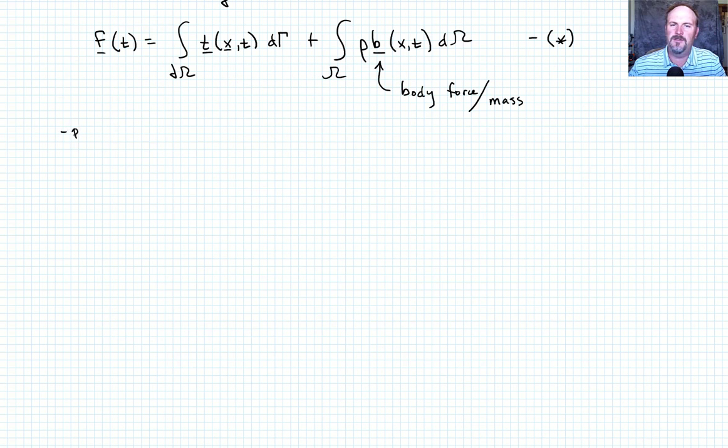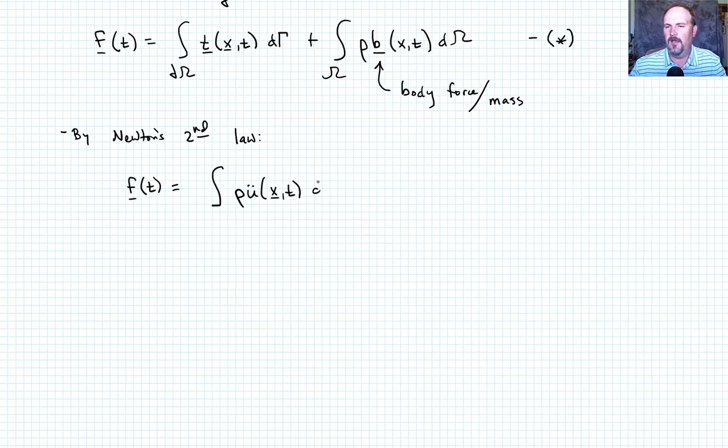Now, by Newton's second law, we can write that F, and remember it's a function of t, and F is also a vector, must be the total acceleration times the mass. So this is going to look just like our 1D case, rho times u double dot. Remember this is a field quantity, x and t, times some differential volume integrated over the volume. Okay, so that's the integral expression of Newton's second law. Call that equation double star.